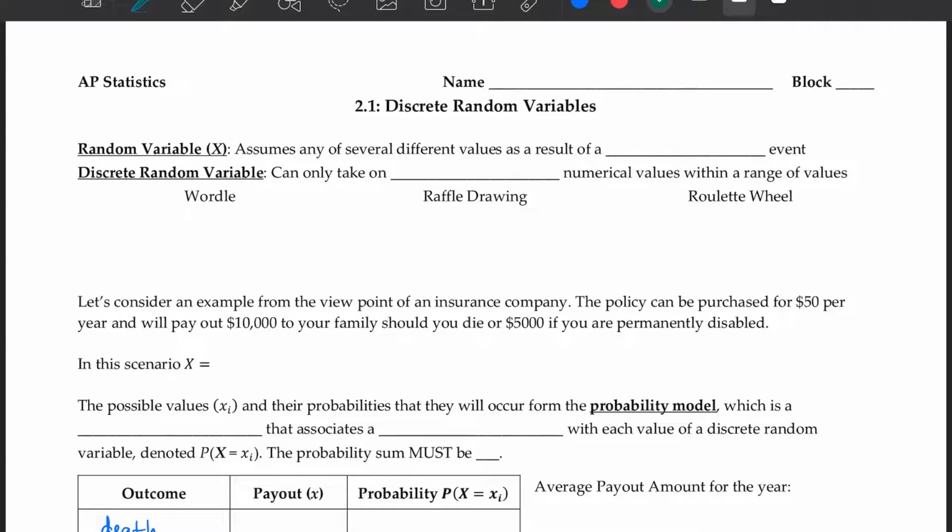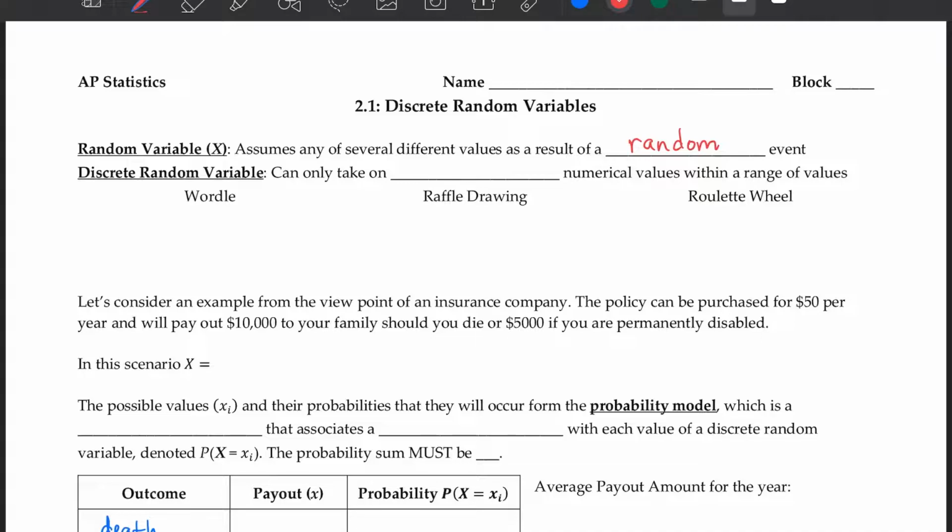And so the first one we're going to talk about is something called the discrete random variable. Since it's our first time talking about random variables, let us define what a random variable is. A random variable should remind you of algebra. It is just a letter symbol that we use that assumes any of several different values that result in a random event, or a probability event, something where beforehand you don't know what's going to happen. There's probabilities associated with these different outcomes, and thus it's random.